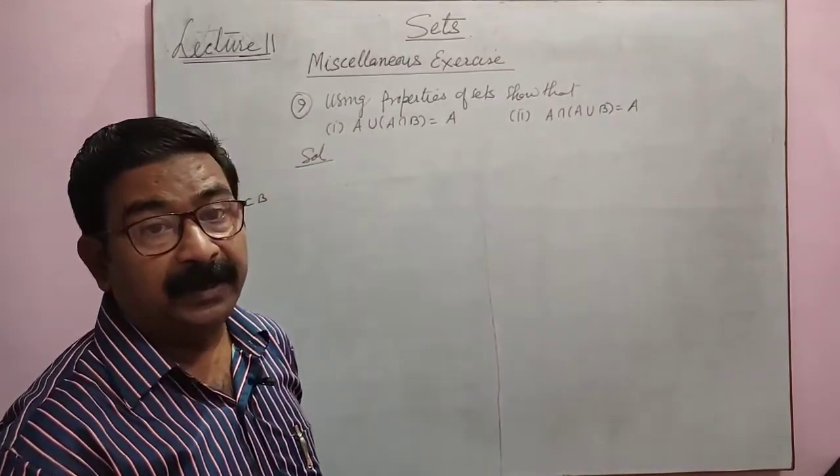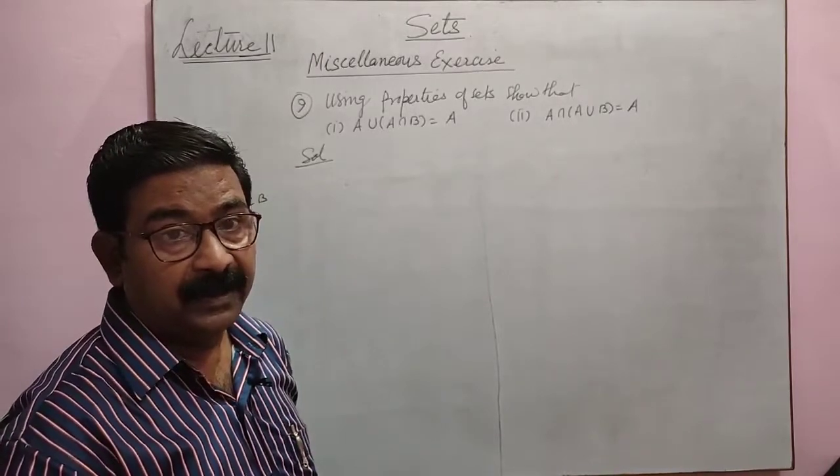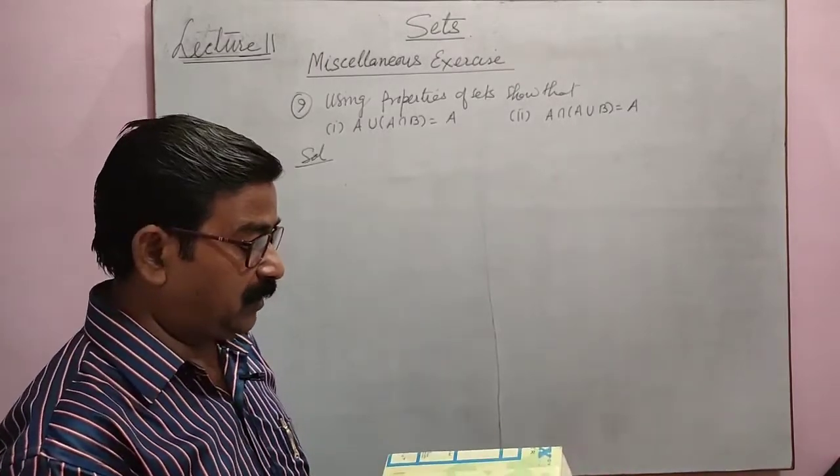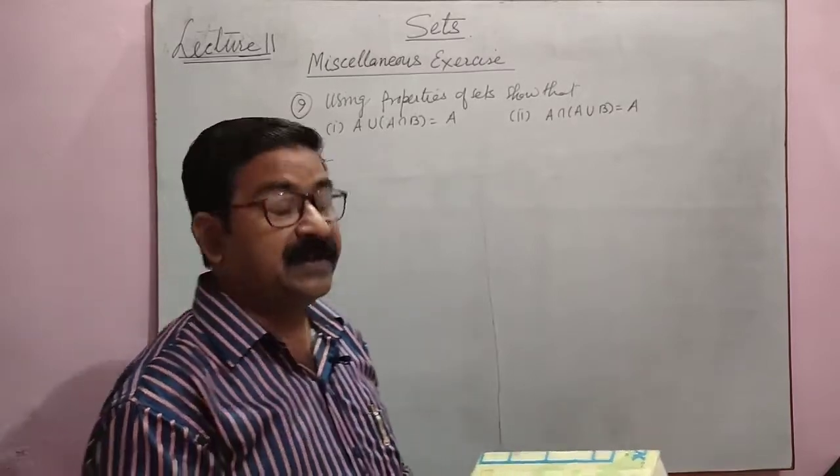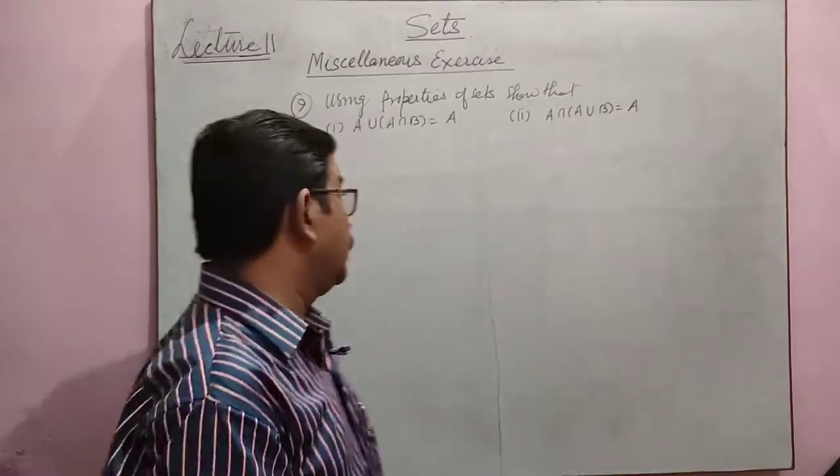Or A union B. A union B is what? A intersection B is A. Got it?